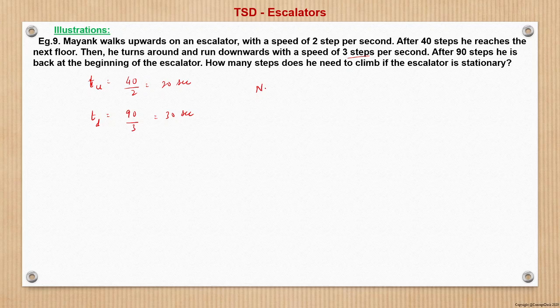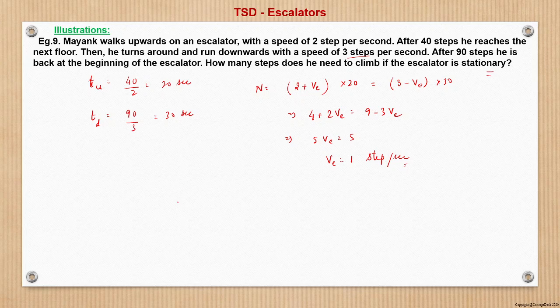Right. So now we can equate the total distance, that is n, which in the first case has an effective speed of 2 steps per second plus VE, into 20, and that is equal to 3 minus VE into 30. Right. These two equations we will equate. It becomes 4 plus 2 VE is equal to 9 minus 3 VE. So 5 VE is equal to 5. So therefore VE is equal to 1 step per second. Right. So how many steps does he need to climb if the escalator is stationary?